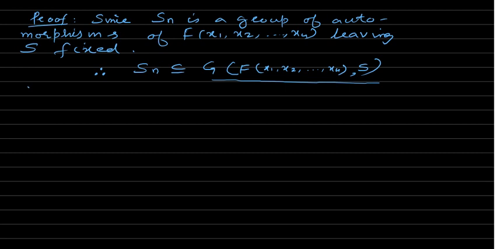Now we can apply the theorem जहाँ पर हमने वो order निकाला था. What is the order of Sn? This n factorial is equal to the order of Sn. And this Sn is a subset of this group of automorphisms, so it's less than or equal to the order of this group of automorphisms fixing S.